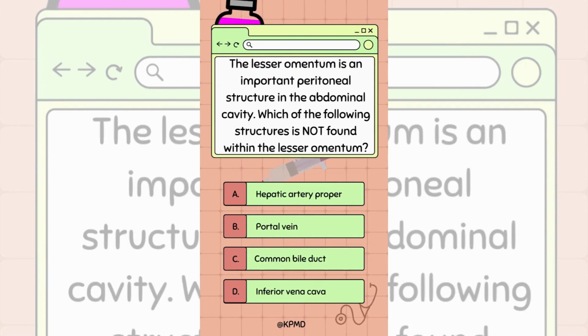The lesser omentum is an important peritoneal structure in the abdominal cavity. Which of the following structures is not found within the lesser omentum? The answer is D, inferior vena cava.